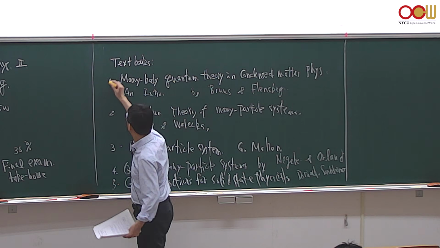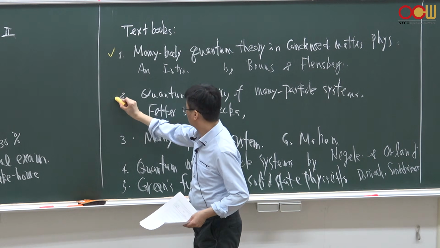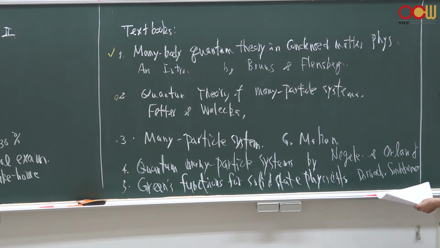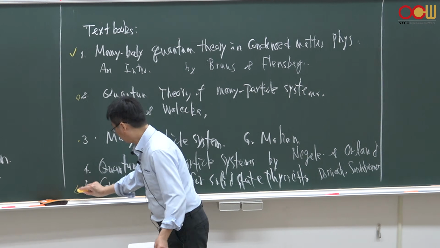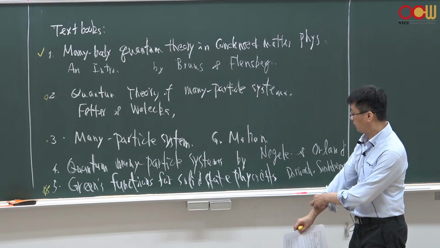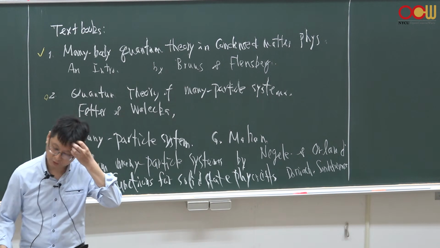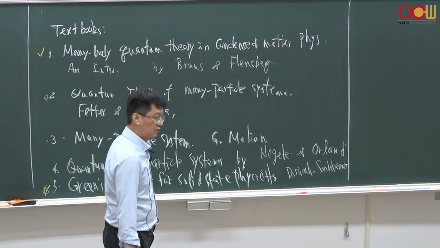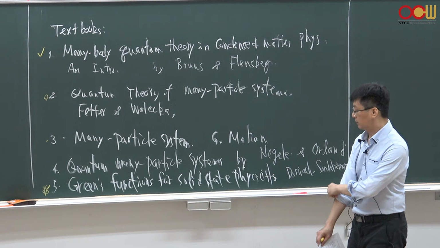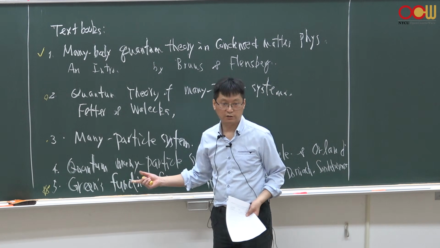Most of the lectures for this course follow Flensberg, and some of them follow Fetter or Mahan, and very little of the lecture notes come from Negele or Orland. But the last one is a very useful reference for solid state theorists and also experimentalists. And this book, Green's Functions for Solid State Physicists, is precisely the target of this course, that it covers all physical observables that you could measure in the experiments that are Green's functions, and instructs you how to calculate this Green's function.